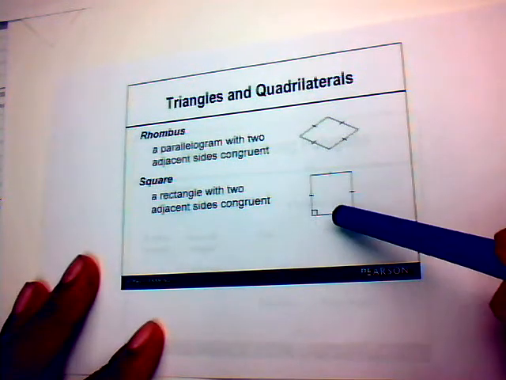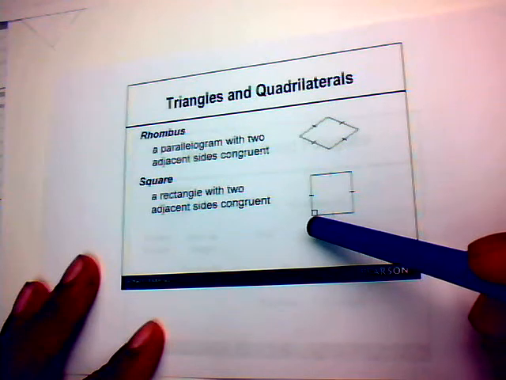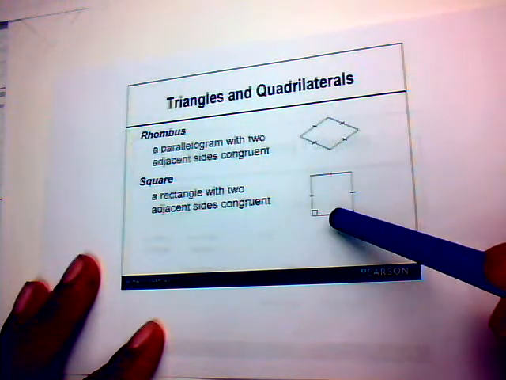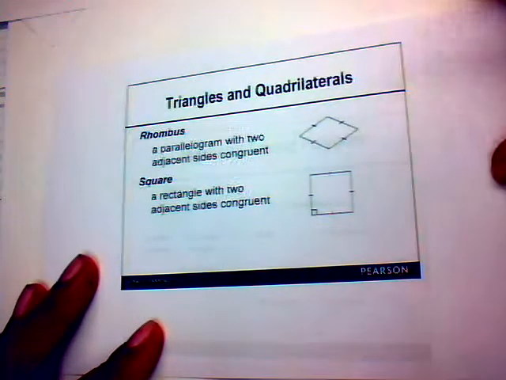A square is a rectangle where two adjacent sides are congruent. That means that these two sides are congruent here. A rectangle has a right angle in it. Okay? So that's why a rectangle with all the sides equal to each other is a square.